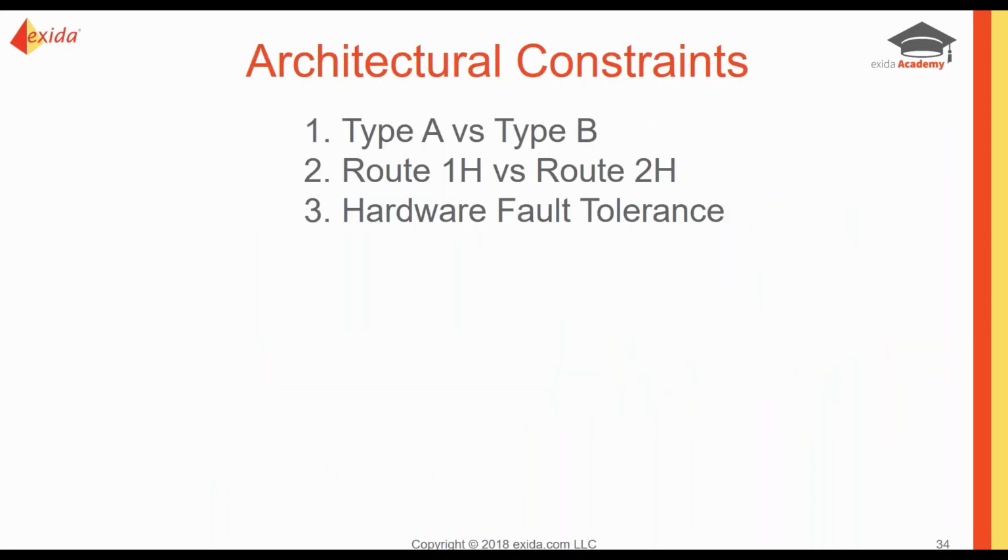So we looked at architectural constraints today, how you need to know your type A or type B. That will help guide you which tables to use in the Route 1H or 2H tables. And you now know how to figure out hardware fault tolerance from those tables.